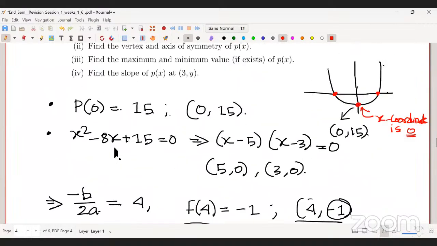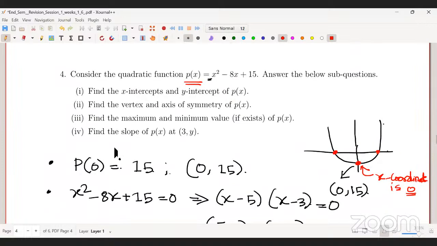Okay. Yes, sir. One doubt. Sir, what is the formula to find the slope of this? Is it 2ax plus b or minus b? It's 2ax plus b.